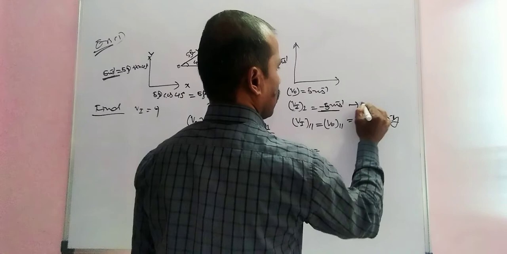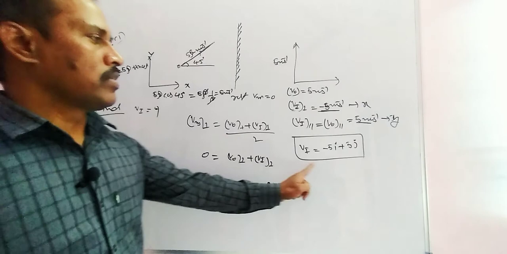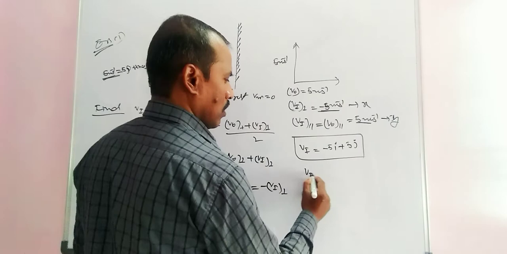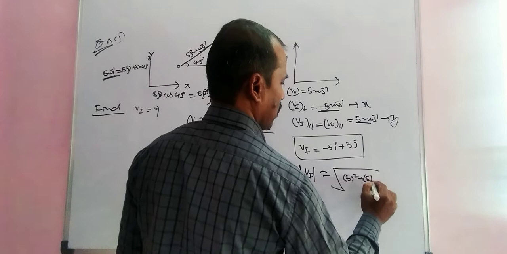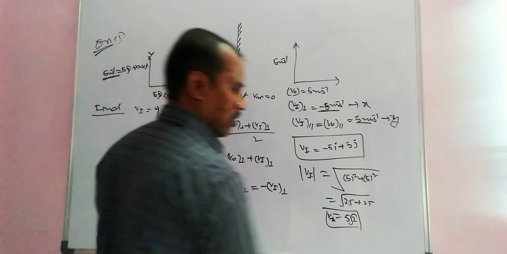So minus 5 i plus 5 j is the velocity of the image, v_I. The magnitude of the velocity of the image, v_I, is equal to the square root of 5 squared plus 5 squared, that is equal to 5 root 2. This is the velocity of the image, first example.